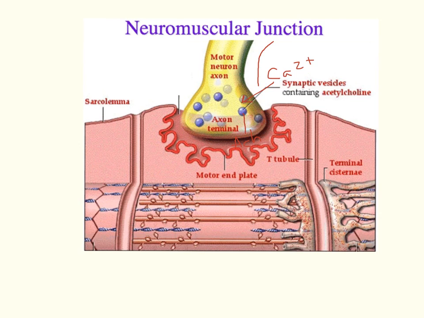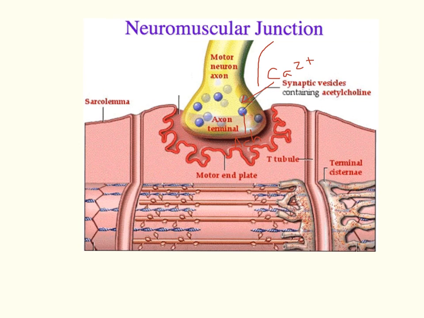is meeting up with what's called the motor end plate of our muscle cell. The motor end plate is where our terminal bud meets the muscle. We find this region of the sarcolemma that's got all these infoldings, and on those infoldings we would find all of the receptors for the neurotransmitter acetylcholine.